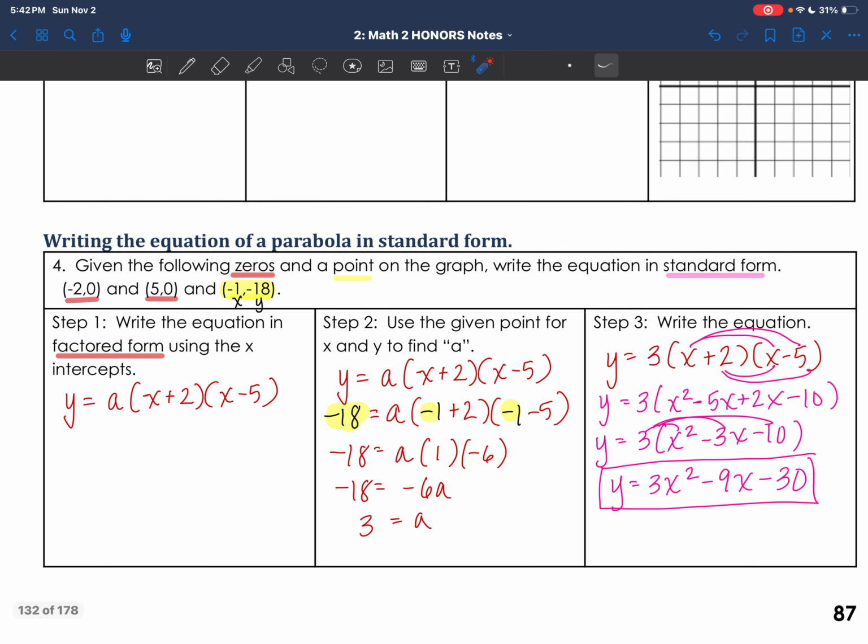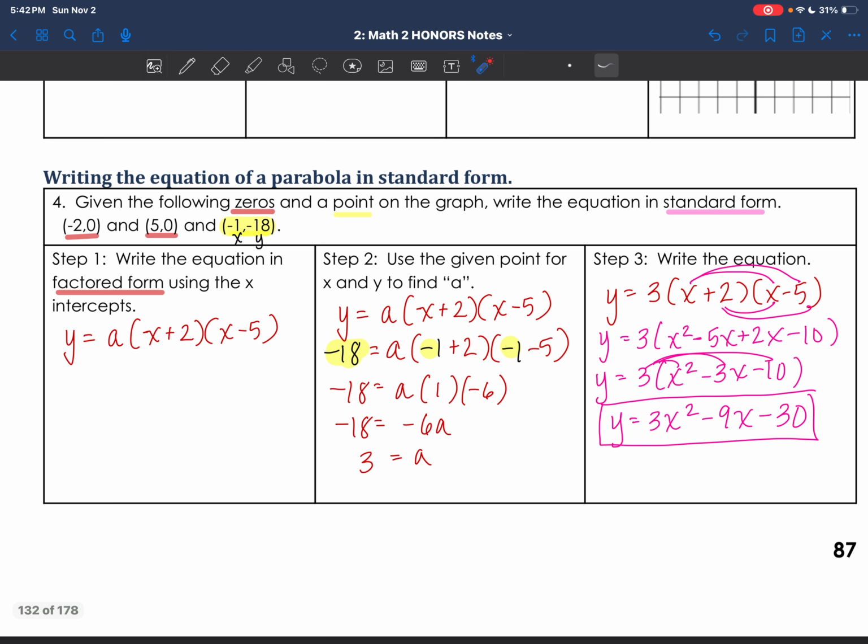All right, so now what we're going to do is write the equations of a parabola in standard form, and in this case, we're given the zeros and a point, and we want to write it in standard form. So really, they're just giving you a bunch of information. You need to plug it in. So we do have our zeros, which are your x-intercepts. So we can actually take these two and set it up here.